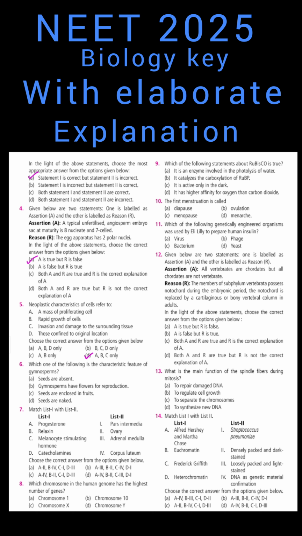Malignant tumors are a mass of proliferating cells, that is dividing cells, which we call neoplastic or tumor cells. These cells divide very rapidly, and they invade and damage the surrounding normal tissue. These cells do not remain confined to the original location.